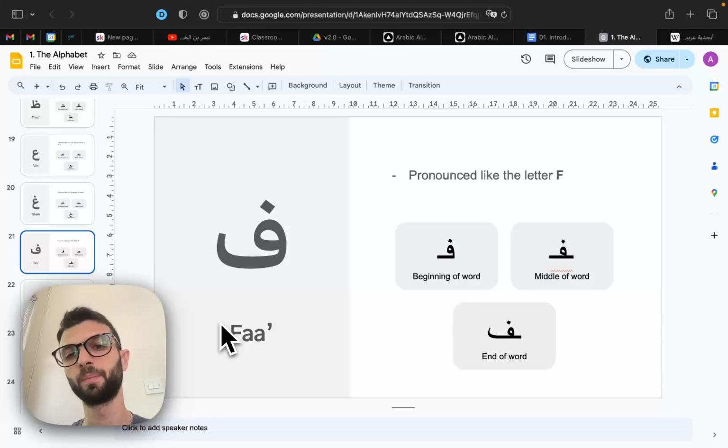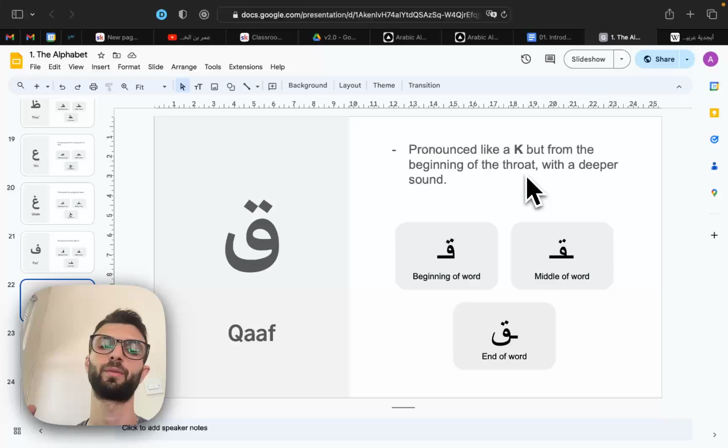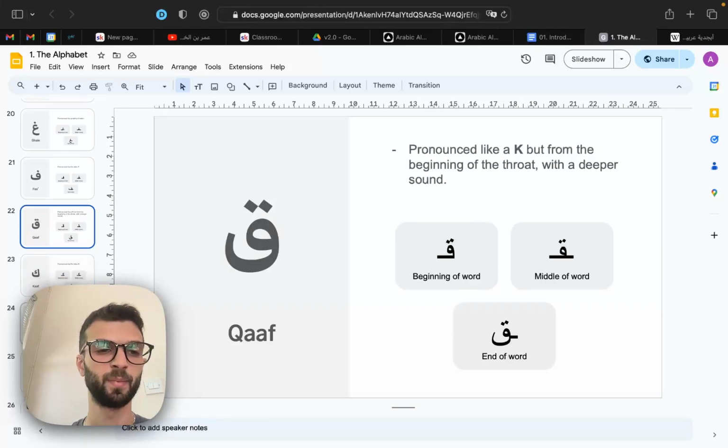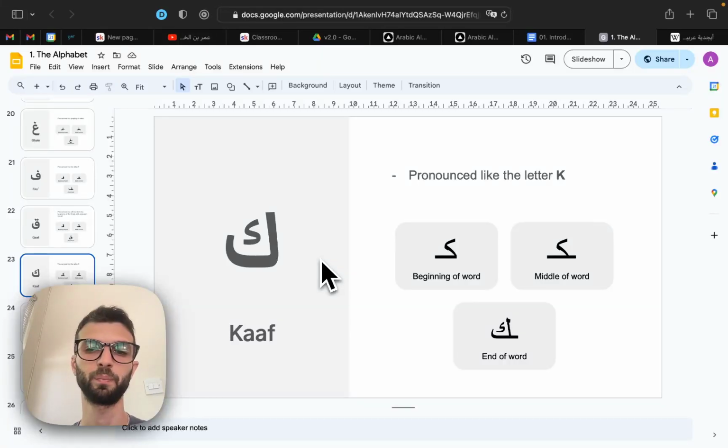Next is Fa, which is pronounced like the letter F. Qaf is pronounced like a K, but from the beginning of the throat. Qaf is from here, and it has a deeper sound. It's not ka, it's qa, Qaf. Next is Kaf, which is pronounced like the letter K. It's fairly simple.